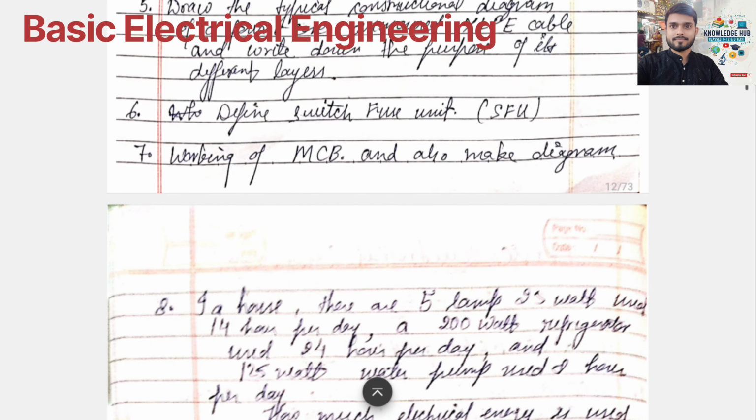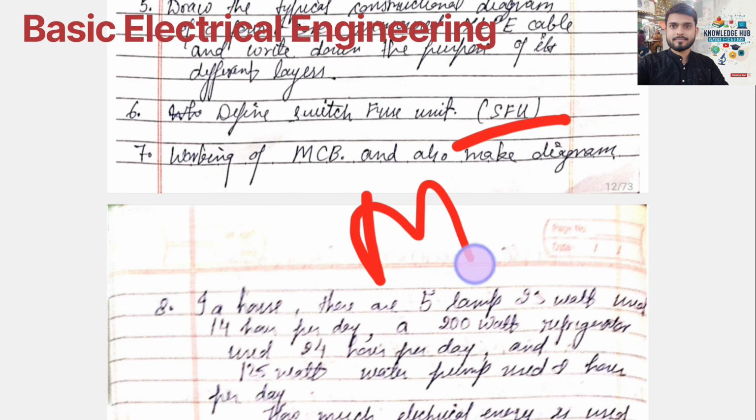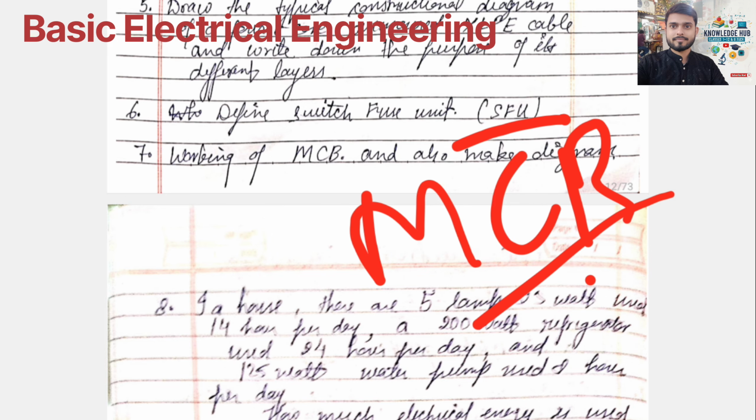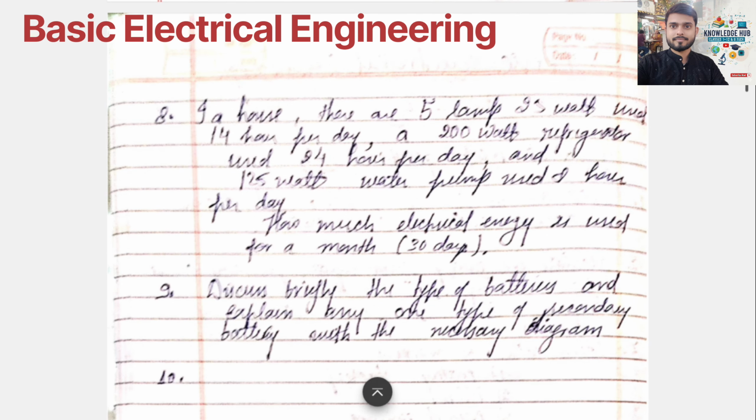Now, sixth question is define switch. Switch fuse unit, also known as SFU. Now working of MCB and also make a diagram. In a house there are 5 lamps of 25 watt used 24 hours per day, a 2200 watt refrigerator used 24 hours per day, and a 125 watt water pump used 8 hours per day. How much electrical energy is used for a month of 30 days? This is the total consumption of electricity.